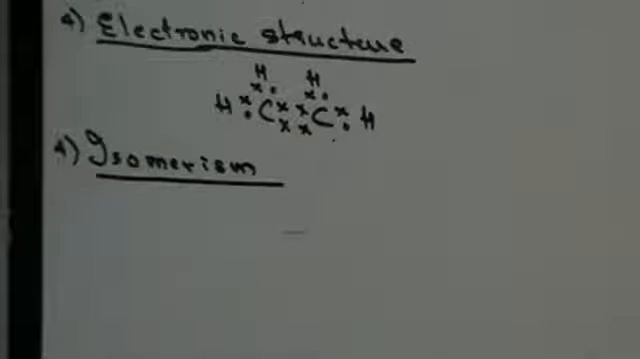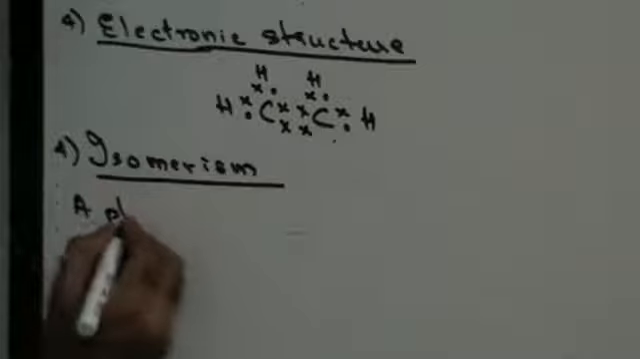What do we understand by isomerism? A phenomenon by which two or more compounds can have the same molecular formula but different structural formula is called isomerism.